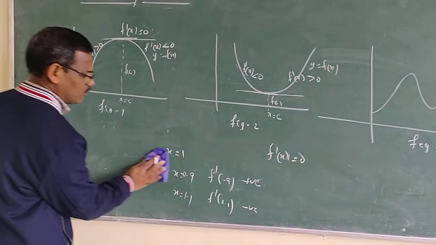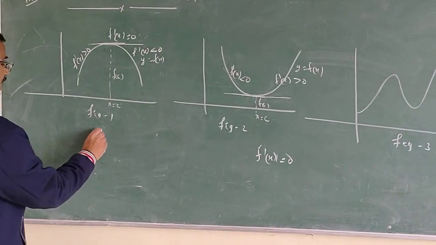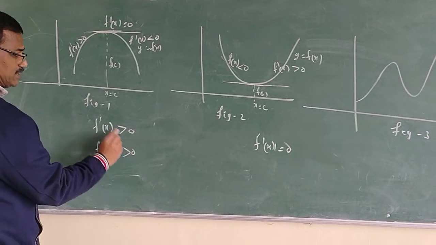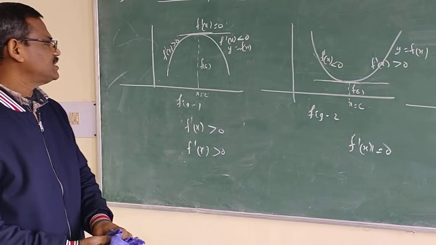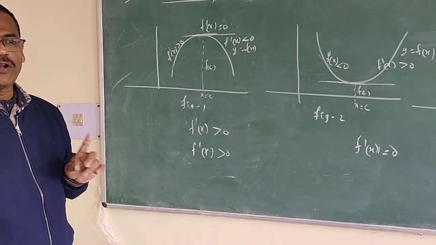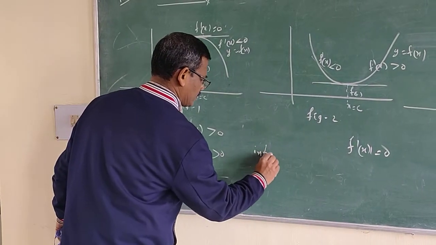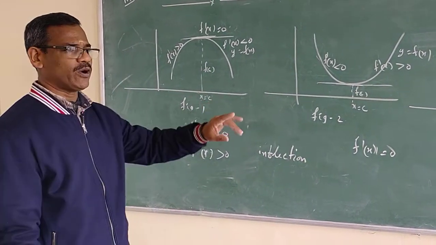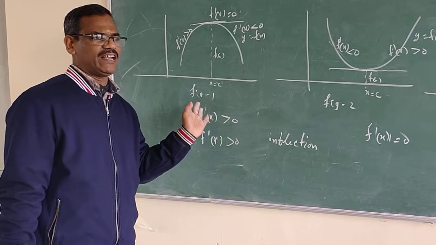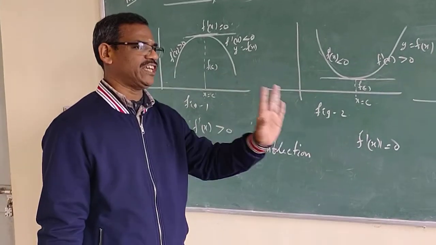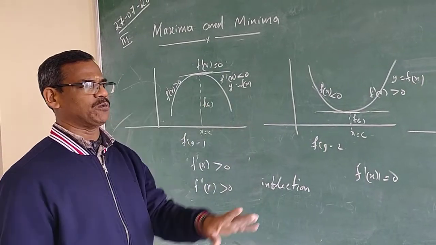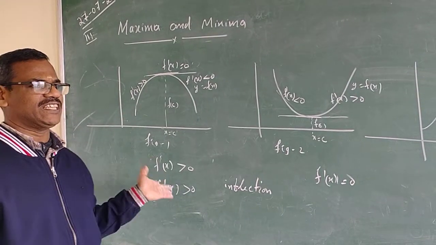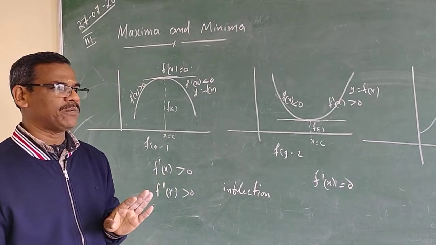And one more thing I would like to explain is, sometimes on the left side f dash x is positive and the right side also f dash x is positive. That means f dash x does not change. Then we say that the point is a point of inflection. We can call it neither a point of maxima nor a point of minima. So if the value of f dash x does not change, positive on the left side and positive on the right side, or negative on both sides, that means the sign does not change, then we call that point a point of inflection.